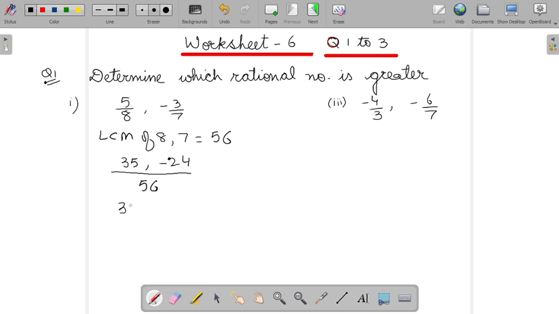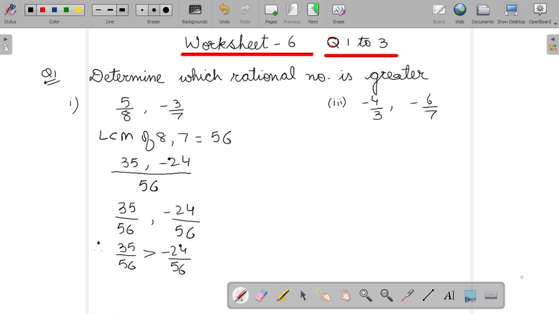Now the next step: write them separately. 35 upon 56 and minus 24 upon 56. Now which one is greater? Out of these two, which one is greater? This one is greater. Therefore, 35 upon 56 is greater than minus 24 upon 56. Now, this is the solution.